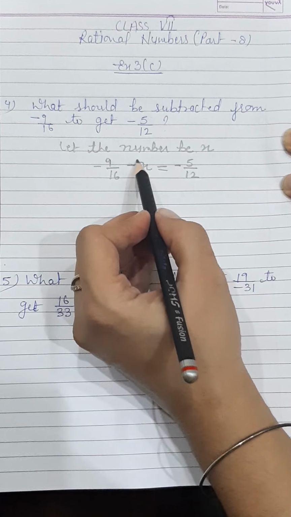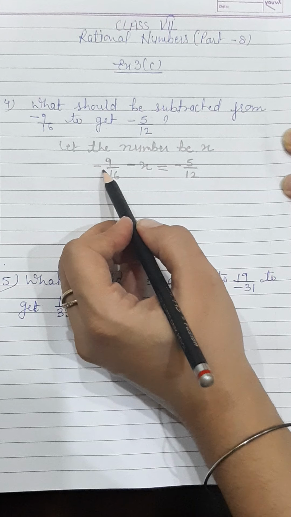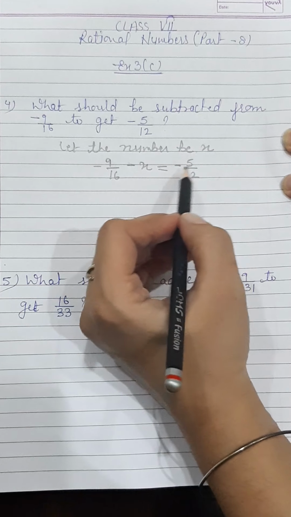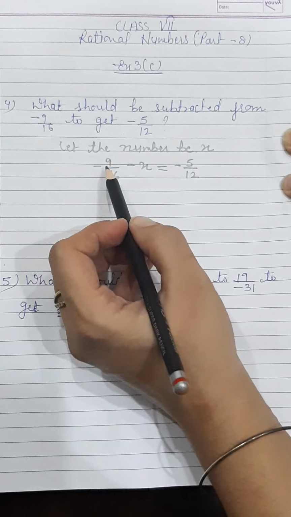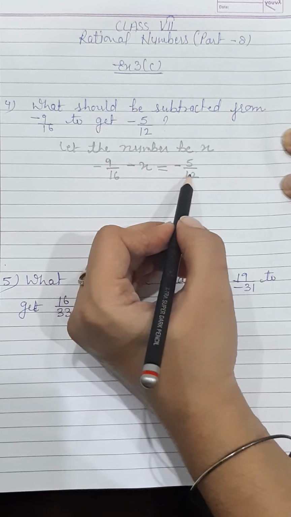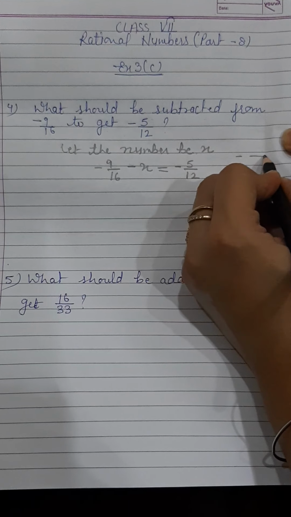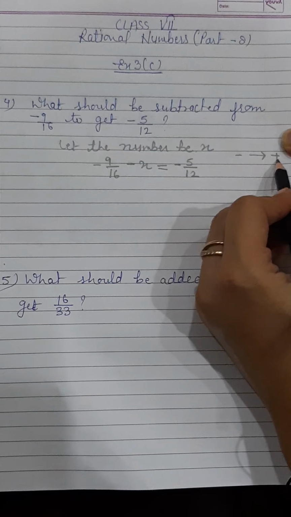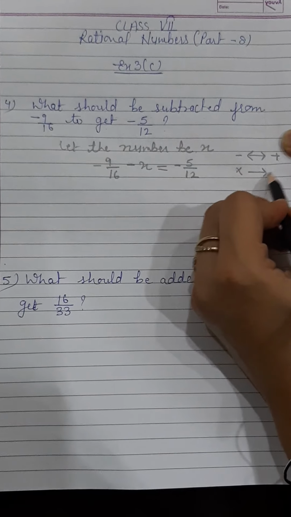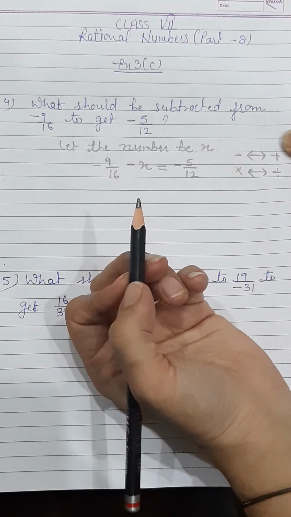Clear? Now you have to find out the value of x, and you know when you transpose any rational number to the other side of the equals sign, then the sign will be changed. Clear? Any number when you transpose to the other side, then the sign will be changed. Minus becomes plus and plus becomes minus, right? Multiply becomes divide and divide becomes multiply, right?